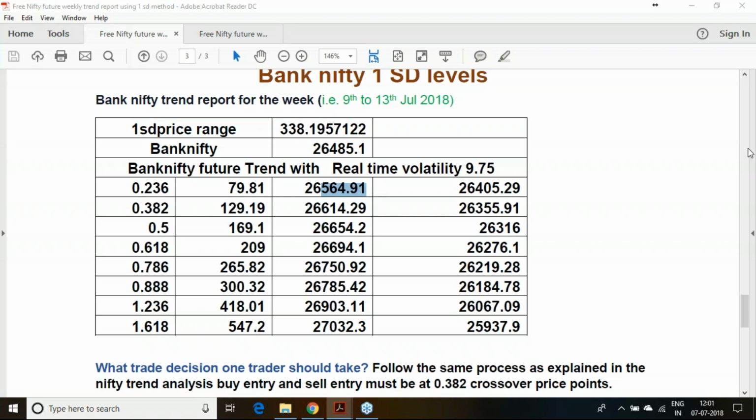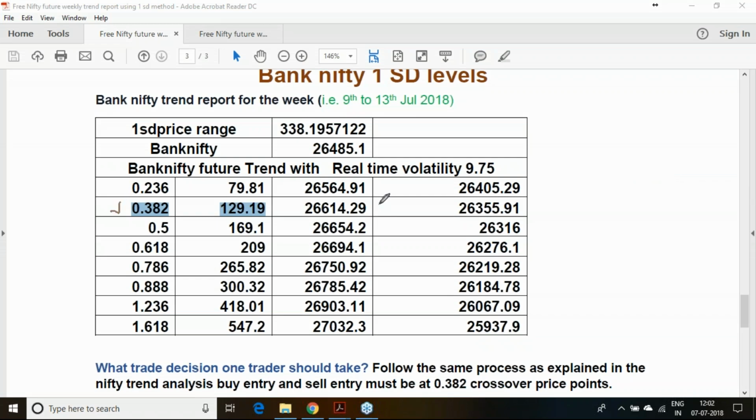26,000 is 1/4 of a lakh. So here the number is a 5-digit number, also 1/4 of a lakh. So there, a little bit of change also brings a huge price movement. Henceforth, you can stick to the 0.382 level.